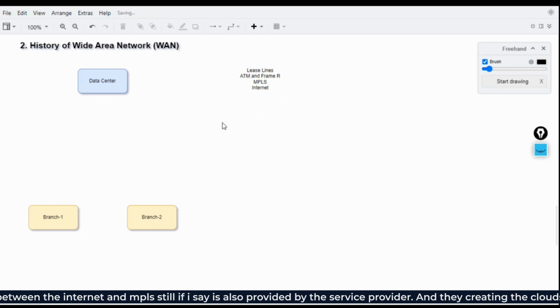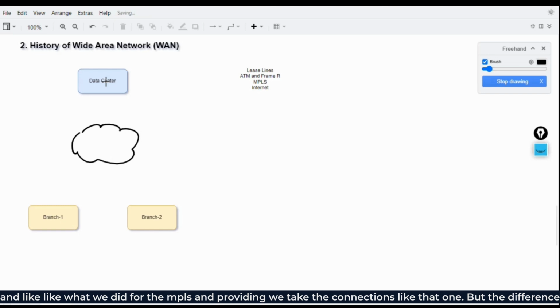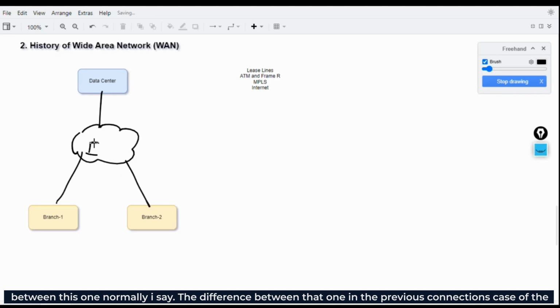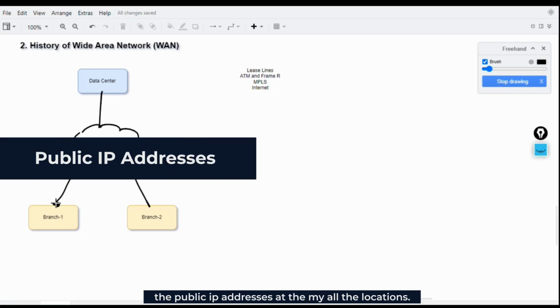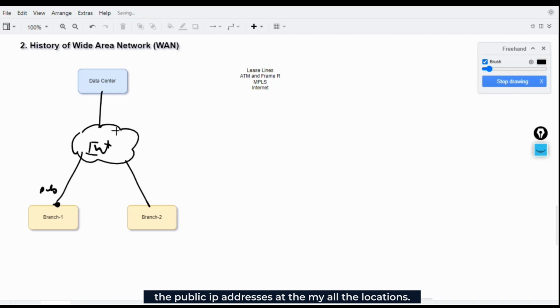The difference between the internet and MPLS: the internet is also provided by the service provider, and they create the clouds, like what we did for MPLS. But in the case of MPLS, they provide direct communications, whereas in the case of the internet, they provide me public IP addresses at all my locations.